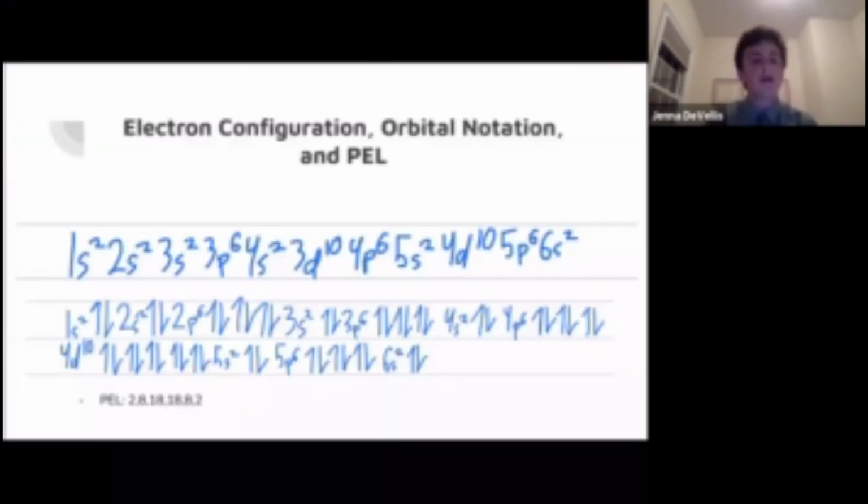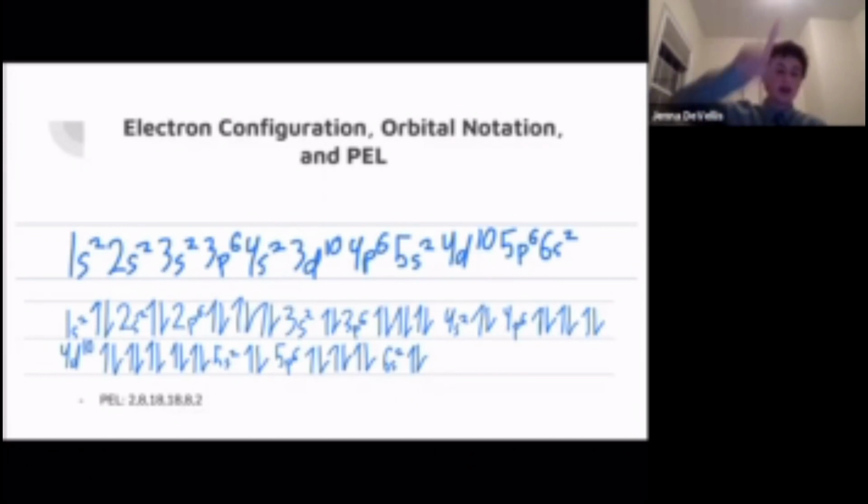So now let's talk about the electron configuration, orbital notation, and PELs. So the electron configuration is above there, and to cut it short, it's basically 6s squared, which makes it an alkaline earth metal. And orbital notation is right under it with the arrows, and the PEL levels are underneath that with 2, 8, 18, 18, 8, 2. And it basically has 6 levels in total.